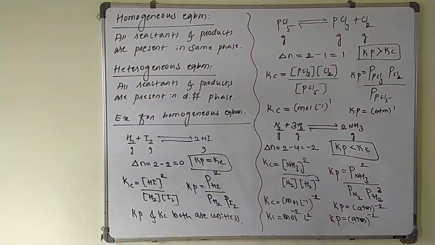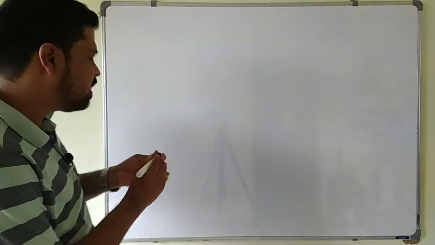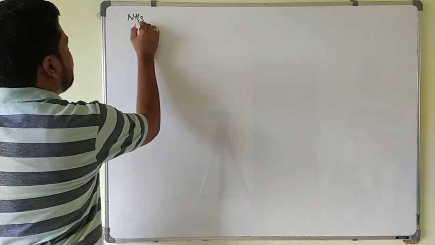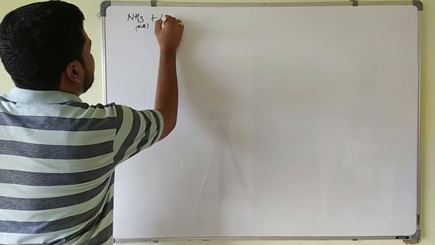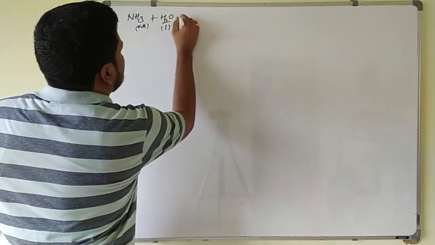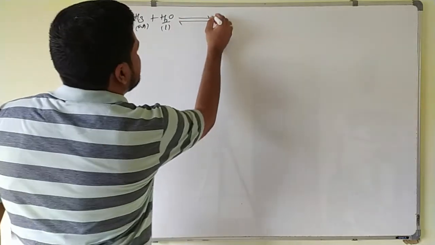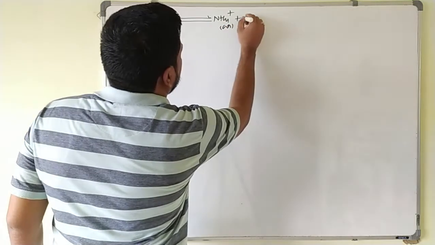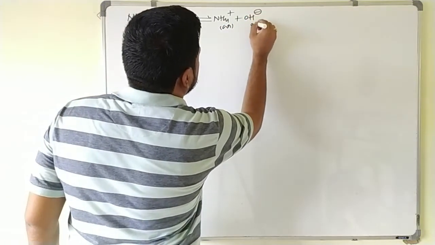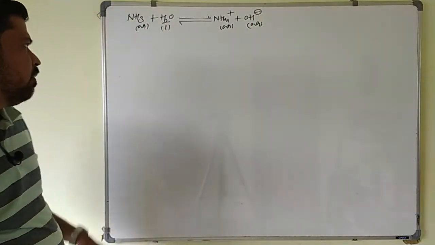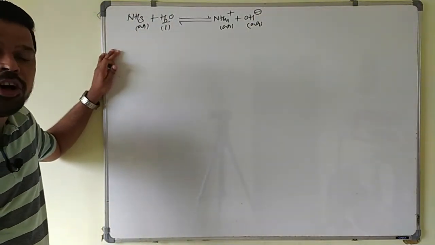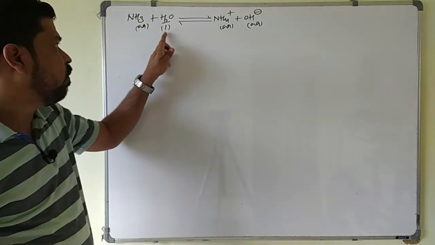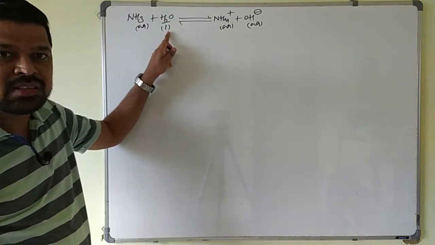Next example. The next example is a homogeneous liquid system. For that one, ammonia in the aqueous medium is treated with water, that is pure liquid. This gives NH4 plus ions in the aqueous medium, as well as OH minus ions in the aqueous medium. First thing to keep in mind, for pure solids and liquids, activity or active mass is taken as 1 here. So for pure liquid, active mass is taken as 1.